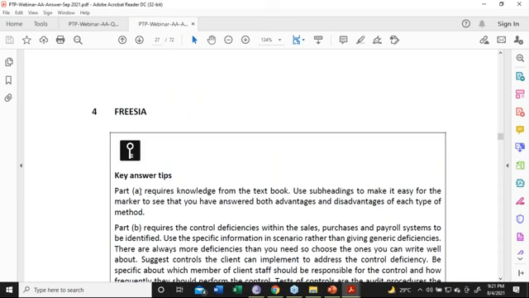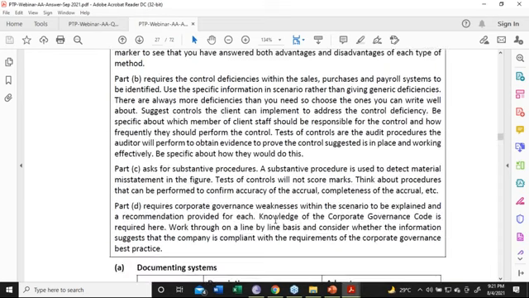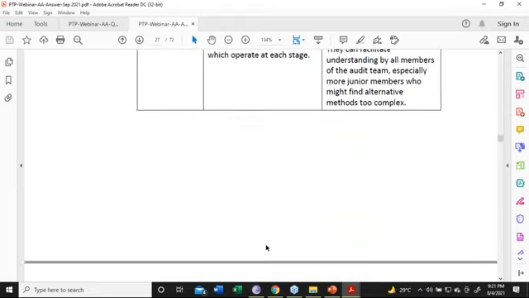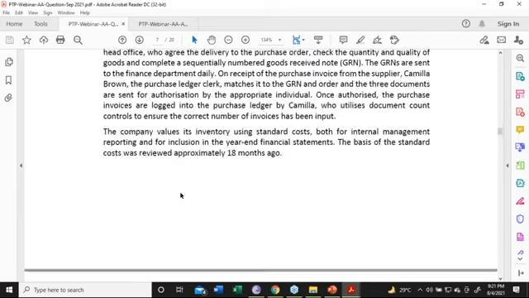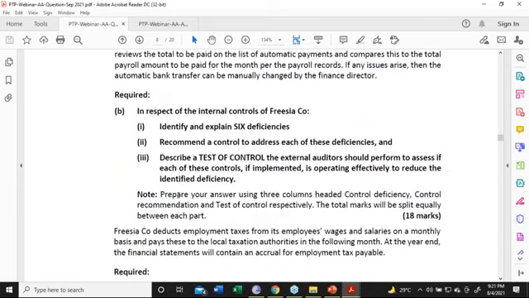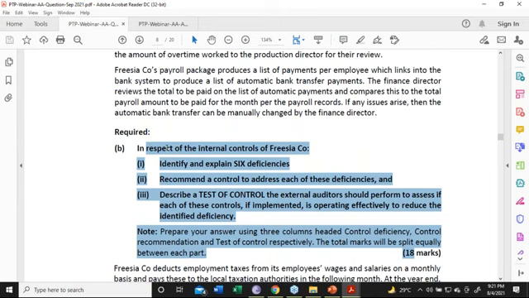See what the examiner has to say. Part A requires knowledge from the textbook, so you have to learn it. This is the definition, this is the advantage, this is the definition, this is the advantage. So let's go to part B. And part B is the last part of the day.